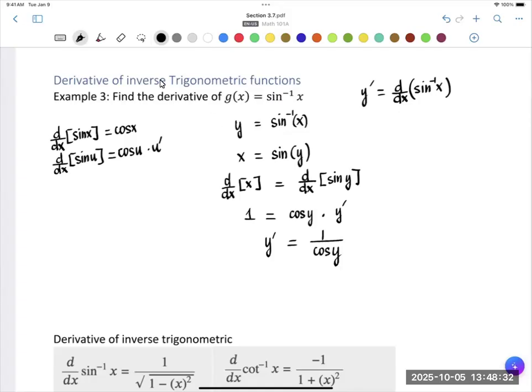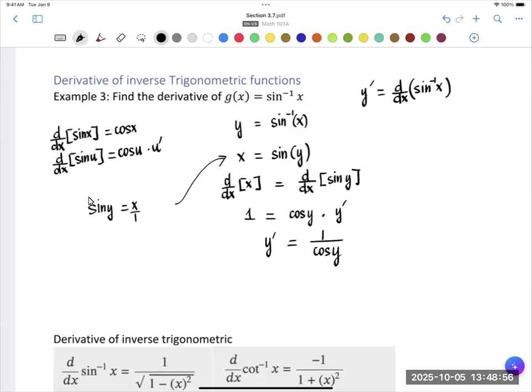However, for the inverse trigonometry, we don't want to leave our answer like that. We want to convert everything in terms of x. So how do we convert everything in terms of x? We will go back to this equation above here, which gives us sine y is equal to x. If I write it as a fraction, we have sine y equals x over 1.